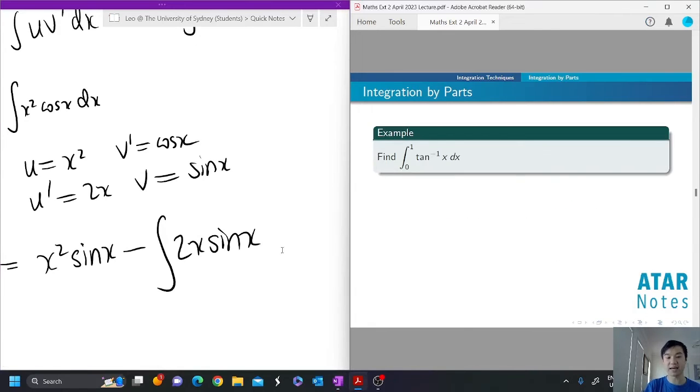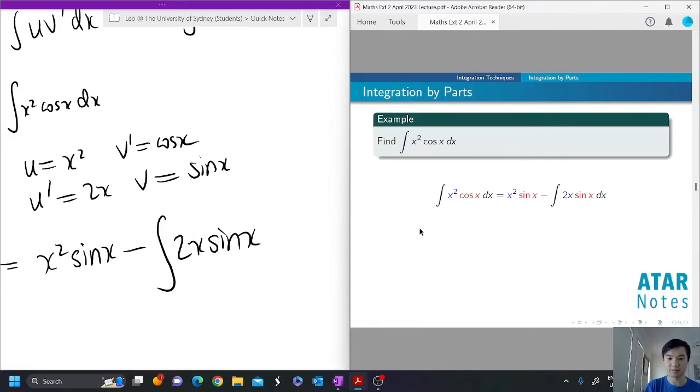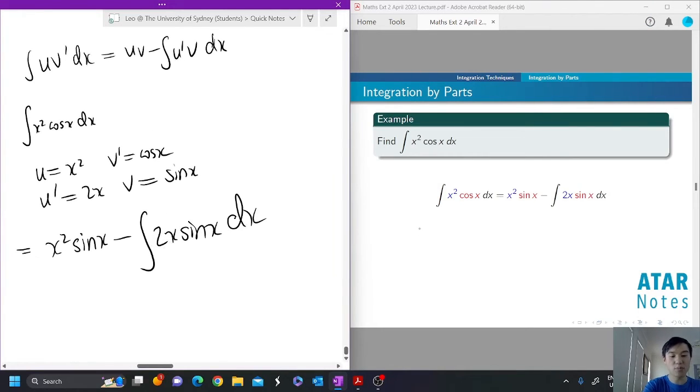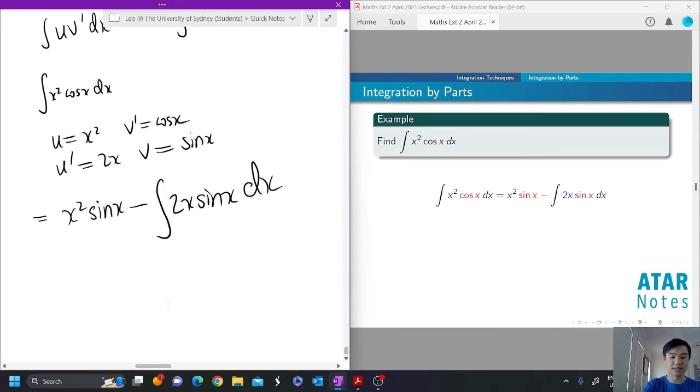So you can see exactly that, this is what we got over here. Now, the problem with this is you can see this thing here is still something we don't know how to integrate yet. We've got a 2x times a sine x. So this is what I mean by integration by parts isn't as straightforward as the product rule. With the product rule, you could have just directly applied it and gotten your derivative. The problem here is we just got another integral which we're not sure how to integrate. So let's try doing integration by parts again on this integral.